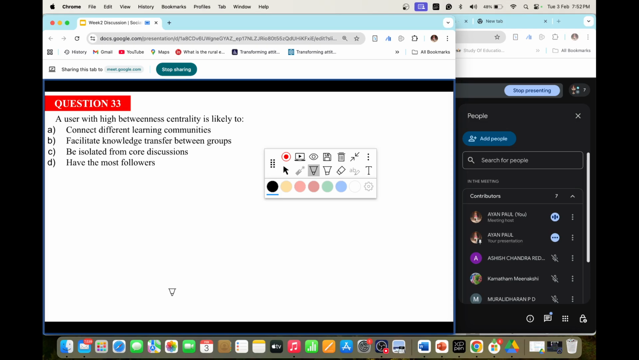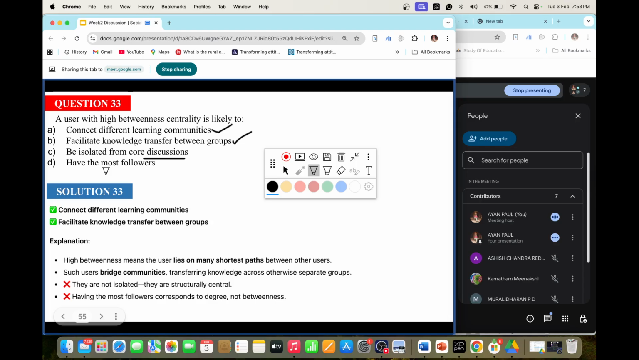Let's move to question number 33. A user with high betweenness centrality is likely to connect different learning communities and facilitate knowledge transfer between the groups, be isolated from core discussion, or have the most followers. High betweenness centrality connects different learning groups and facilitates knowledge transfer between the groups. So again, option A as well as option B should be the correct answer. Isolated from the core discussion, we cannot say. Having the most followers, we cannot say.